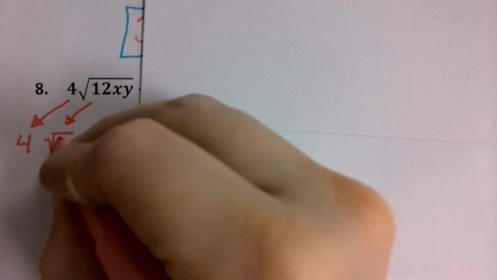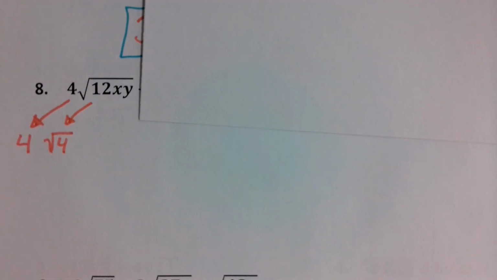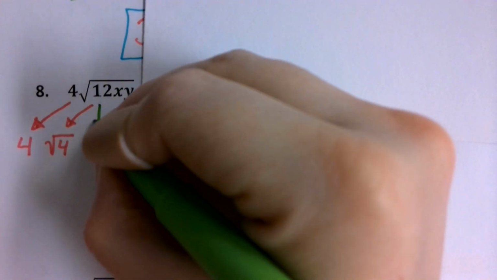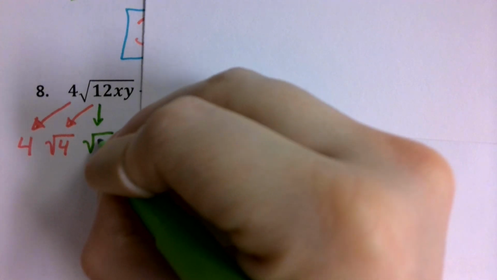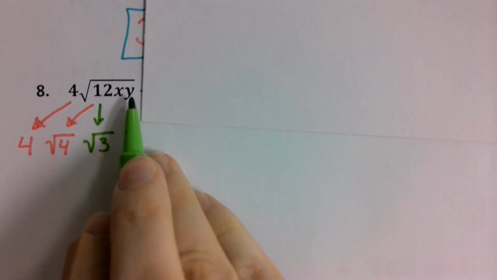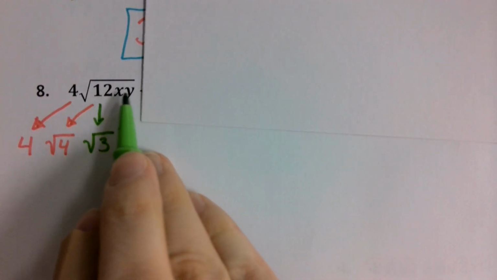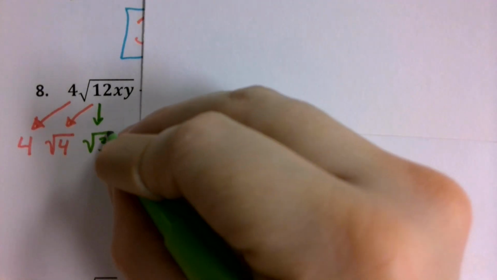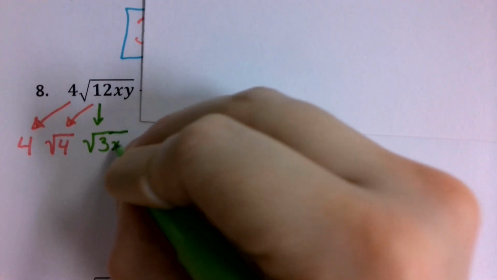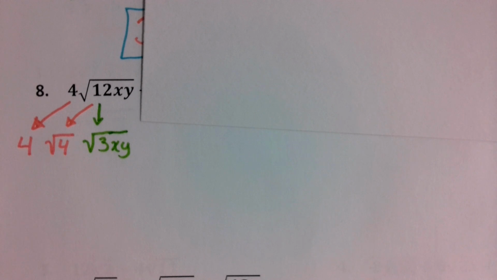Okay, square root of 4, and then square root of 3. Now, the x and the y, are those perfect? No, they're just single, so I can go ahead and, like Alex said, put them inside the same radical, 3xy. Because they are not perfect, they can belong under that same house.